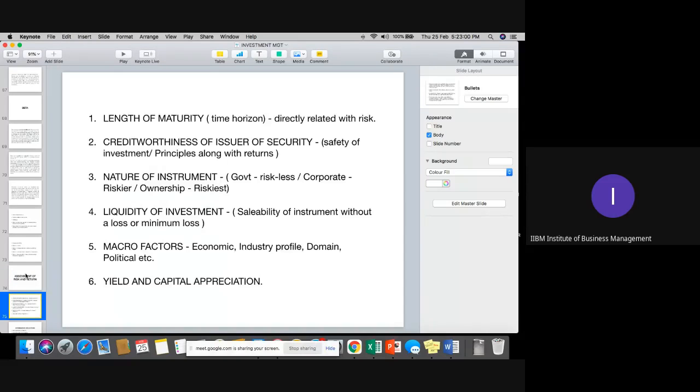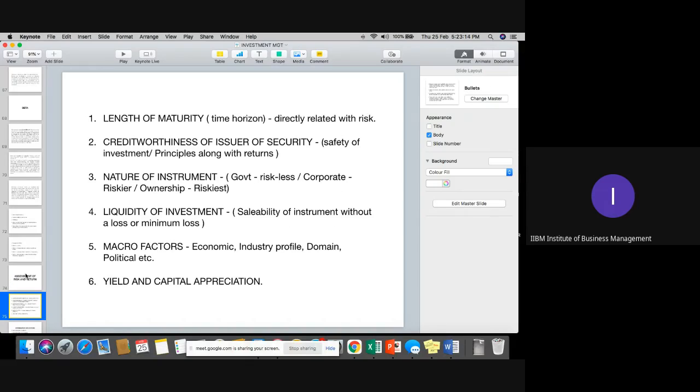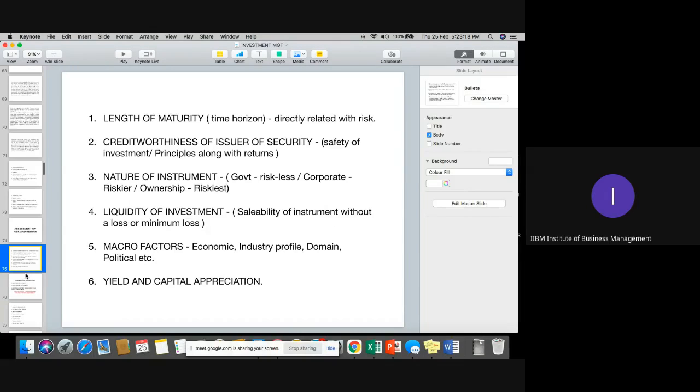assessment of risk and return. Basically, the next topic we have, whenever we talk about the risk and return profile, it is very, very important that the risk profile should always match the condition. Like, for example, whenever we are assessing any risk and return profile, we always need to keep in mind all these 6 basic parameters.